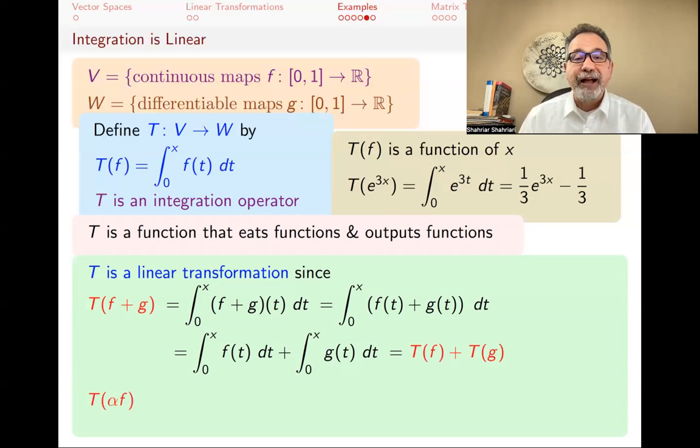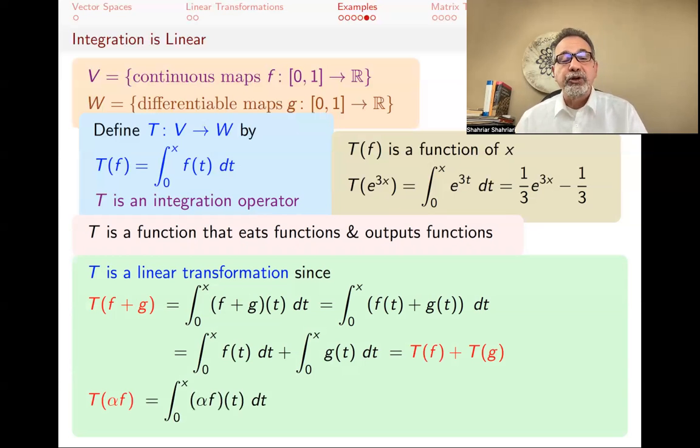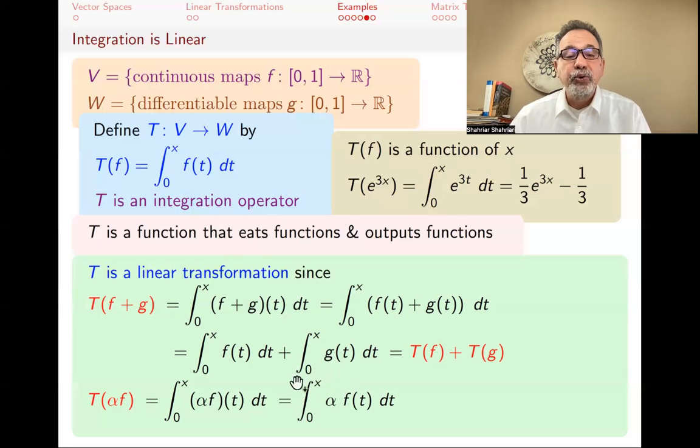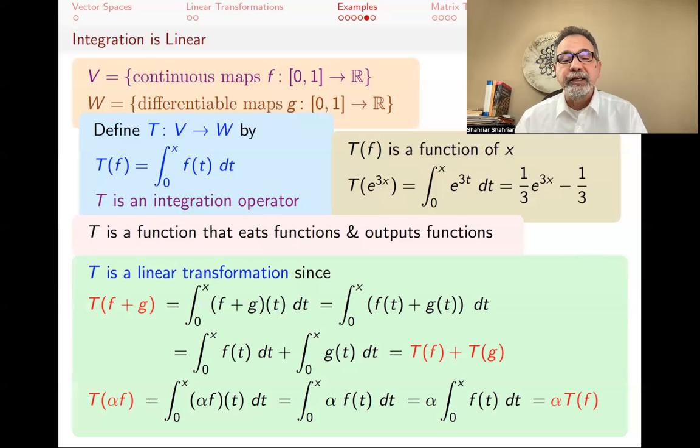What about multiplying by a scalar? Well, what's T of alpha f? That would be the integral from 0 to x of alpha f of t. But that's the same as alpha times f of t, and you have to integrate that. And in an integration, whenever you have a constant multiplied, you can bring that outside. And again, that's a property that we've been using all along. And so we have alpha times the integral from 0 to x of f of t dt, and that's alpha times T of f also.